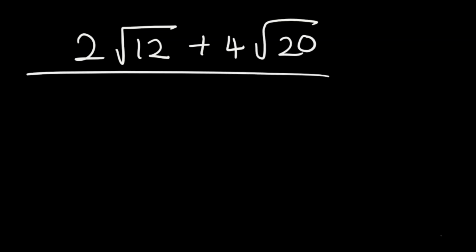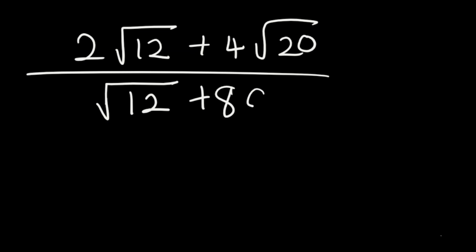Let's do a more interesting one now. 2 root 12 plus 4 root 20, all over root 12. So it's root 12 plus, oops, not 80, but root 80.